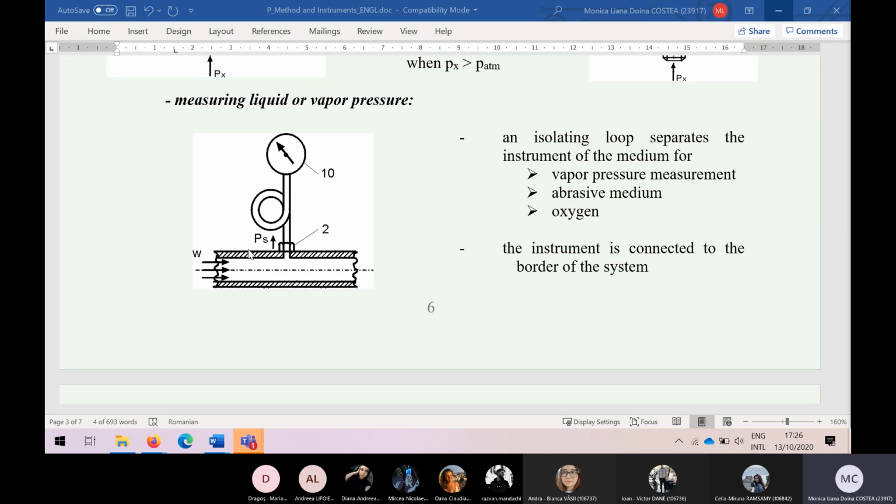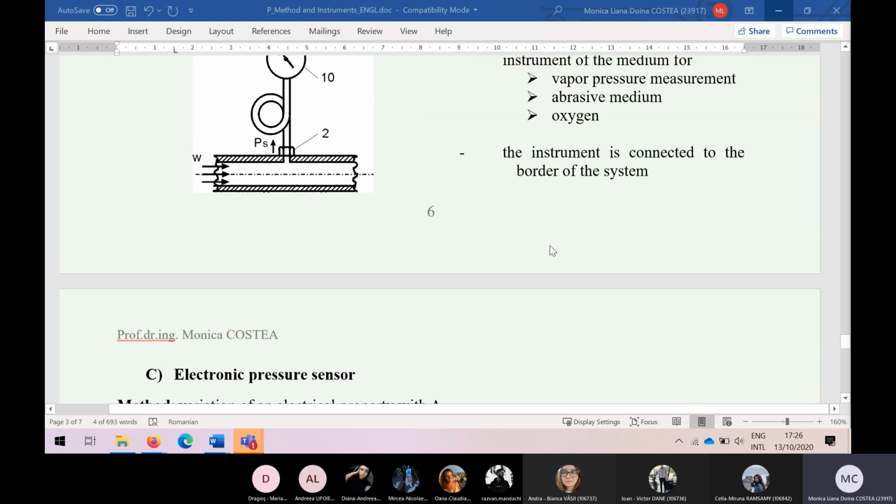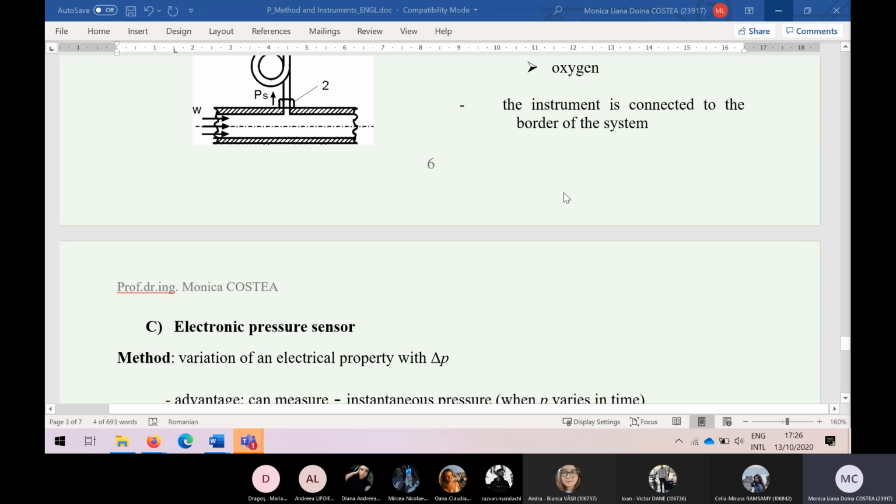All right, so these were the elements that I wanted to point out. The fact that it is a question of static pressure that we get, and the fact that measuring the pressure with these instruments involves special measures, like this loop and intermediate fluid in between the apparatus and the flow.